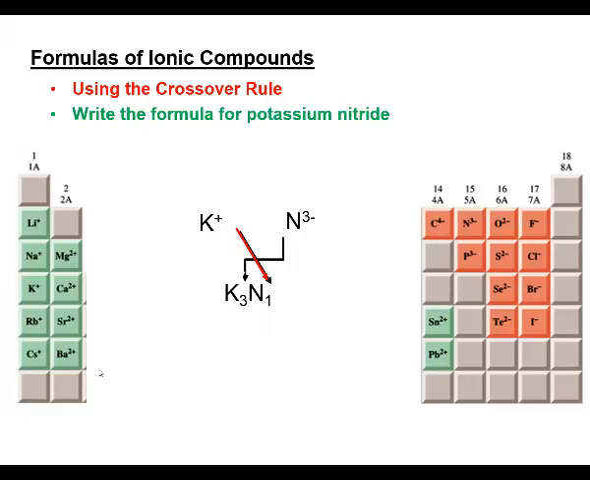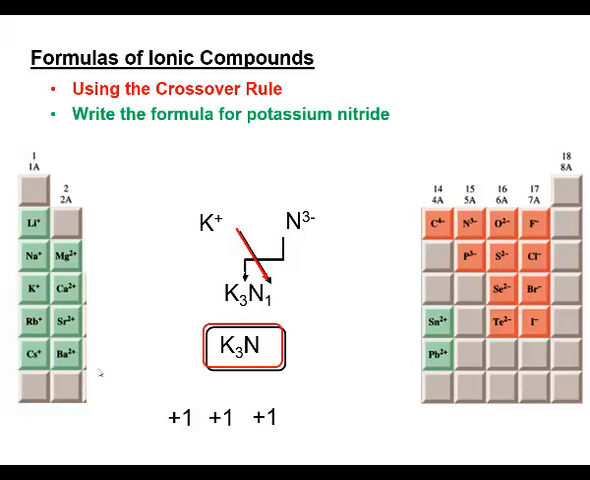So I've shown that here with the crossover rule to help remember that. Now I omit the 1. If I don't show a subscript at all, we assume it's 1. So I would actually write K3N. Now I can double check my work by adding up the charges of all the ions in the formula to make sure they're electrically neutral when I add them up to a 0. So I have 3 potassium, so I'm going to have a +1, a +1, and a +1 for each of those 3 potassium cations.